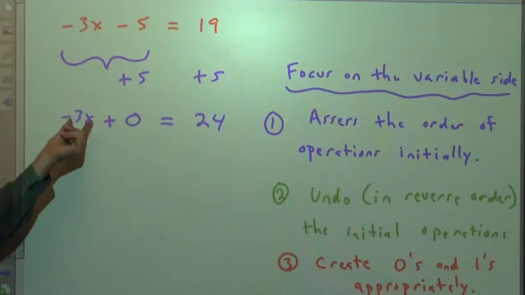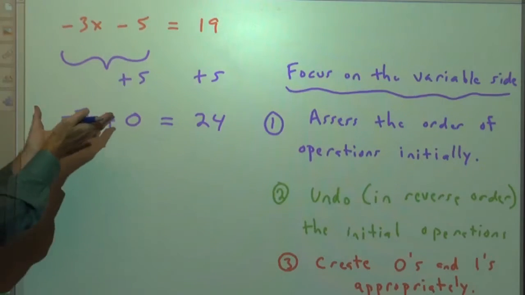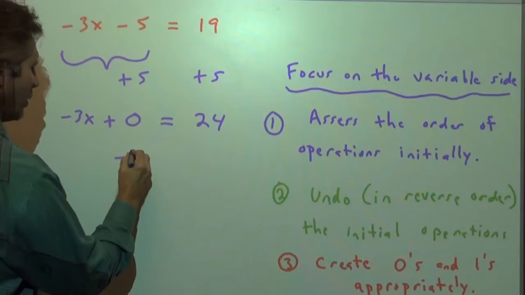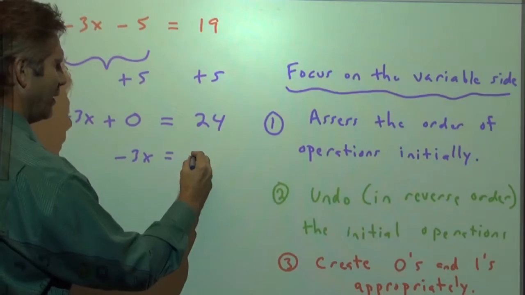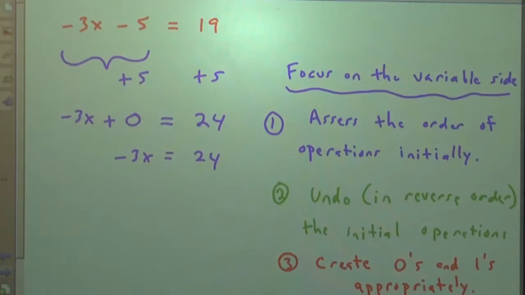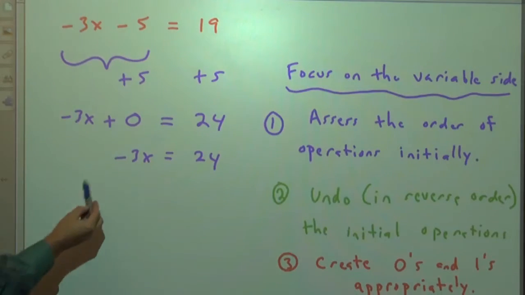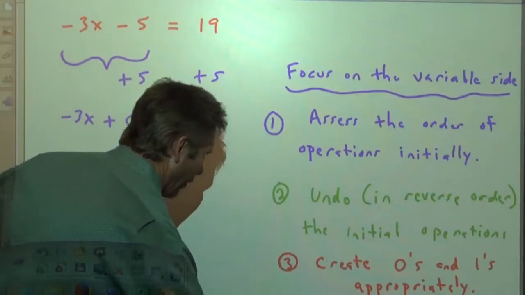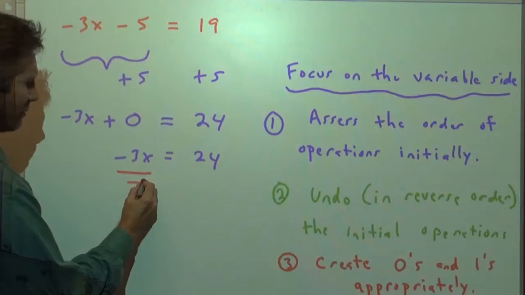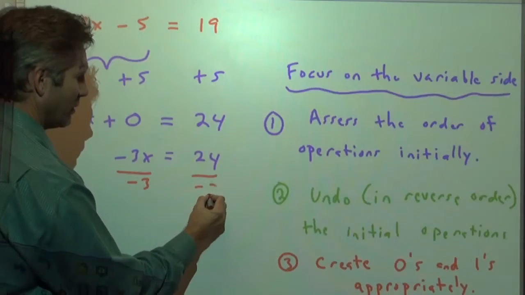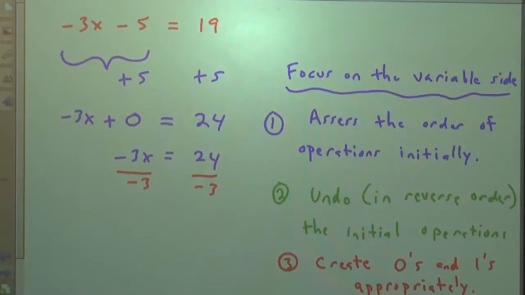Well, we know that anything that 0 gets added to is just that value. That's why we wanted the 0 there. So really, we're just down to this step right here, and I think we all know what to do there. To undo multiplication by negative 3, we would go ahead and divide by negative 3 on both sides. It's the side where the variable is that dictates.